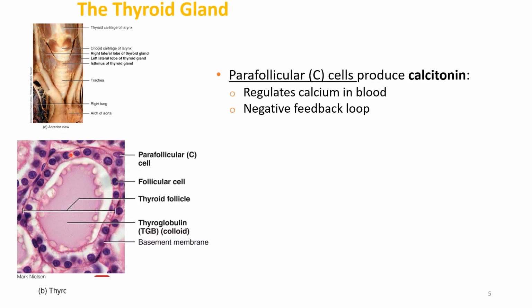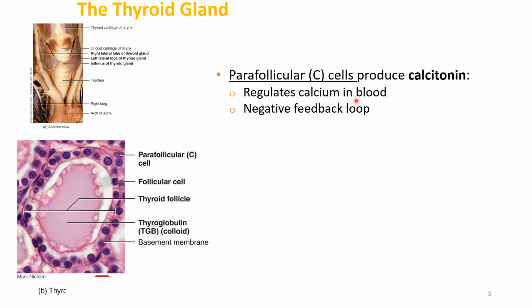So we were just looking at these follicular cells that make up the follicle. Now there's other cells in the thyroid gland called the parafollicular cells, or C cells, and they're right next to the follicle cells or follicular cells. So they're kind of in between all these follicles. And these parafollicular C cells produce calcitonin. That's why they're called C cells.